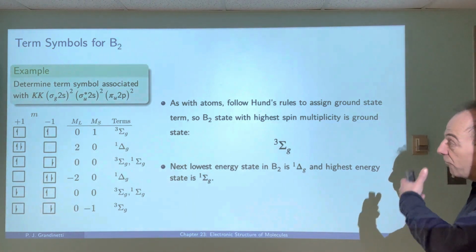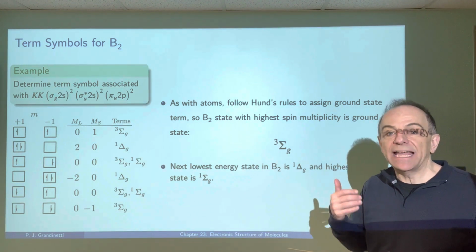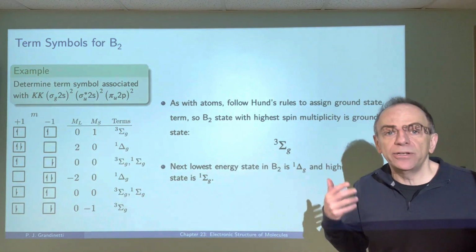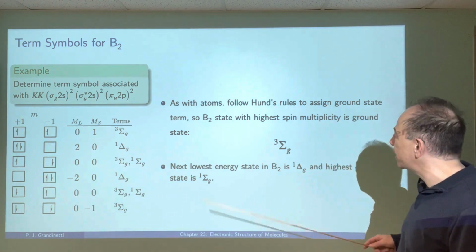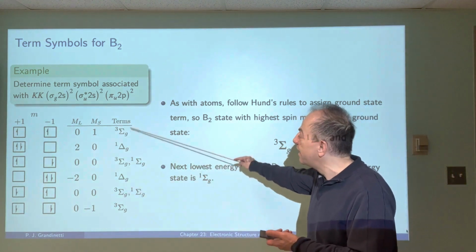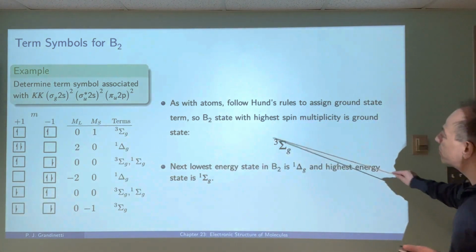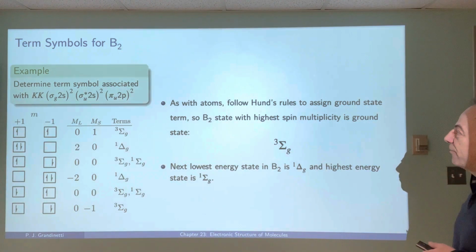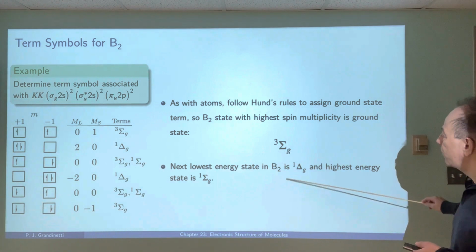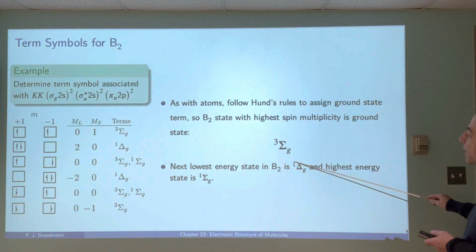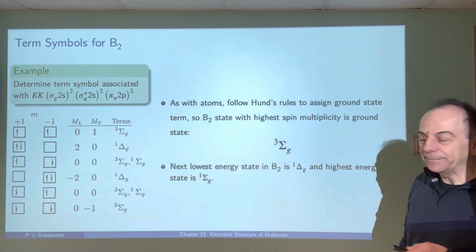So we can also follow, just like we did with atomic terms, Hund's rule to determine which one is the lowest energy term. In Hund's rule, we knew that the term with the highest spin multiplicity was the lowest in energy. So if you look at these, the one with the highest spin multiplicity is the triplet sigma G. So we'll assign that one as the ground state for the B2 molecule. Now, of the other 2 terms, the next lowest will be the singlet delta G, and then the highest one will be the singlet sigma G.